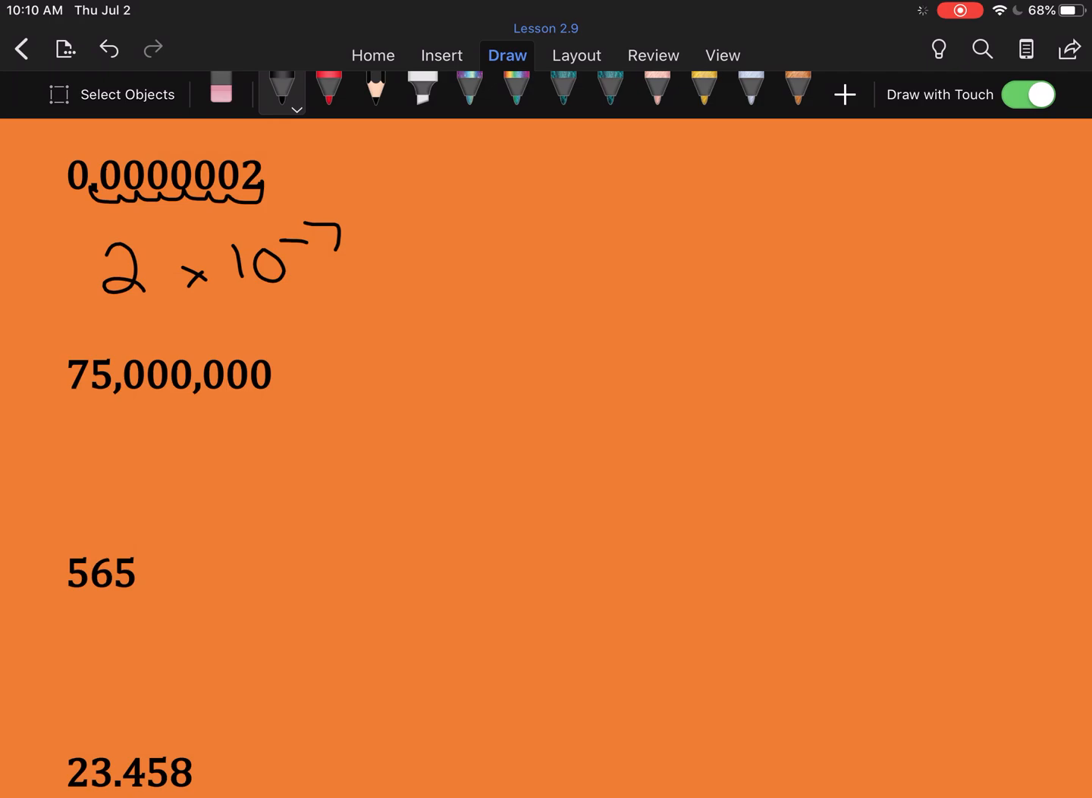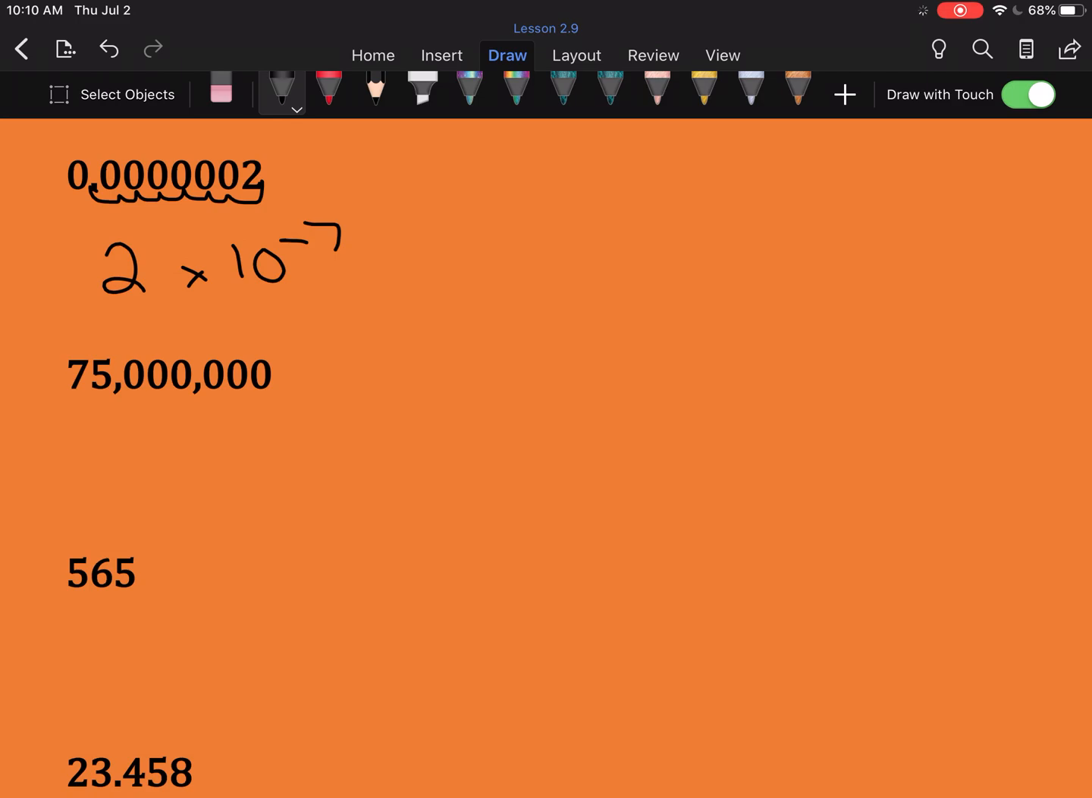And you can always check yourself in a pretty simple way. If the number you start with is a small decimal, you should have a negative exponent. If it's a big number, you should have a positive exponent. If it was already a decimal, we'll deal with that at the end.